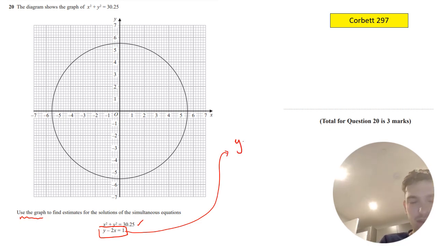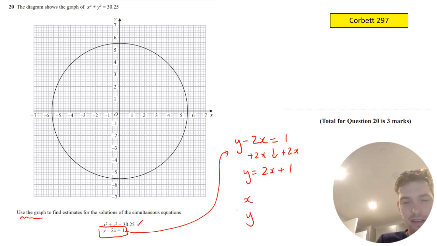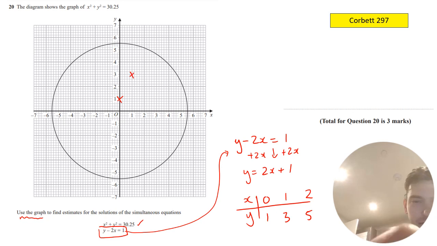So I need to plot this on the graph. First thing I'm going to do, I think it's going to be easier if I add 2x to both sides. It's going to be easier to make my table of values. So when x is 0, 2 times 0 is 0, plus 1 is just 1. 2 times 1 is 2, plus 1 is 3. 2 times 2 is 4, plus 1 is 5. So let's plot those points on the graph. And then I'm going to draw a straight line like that to link up the points.